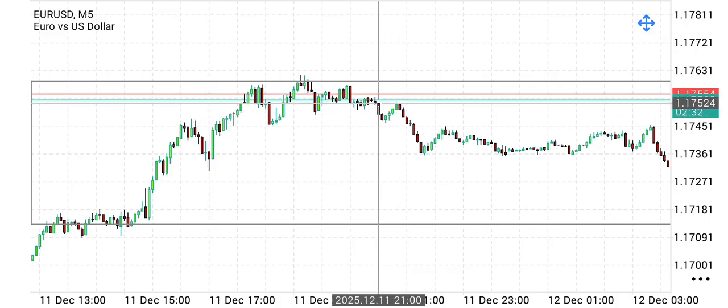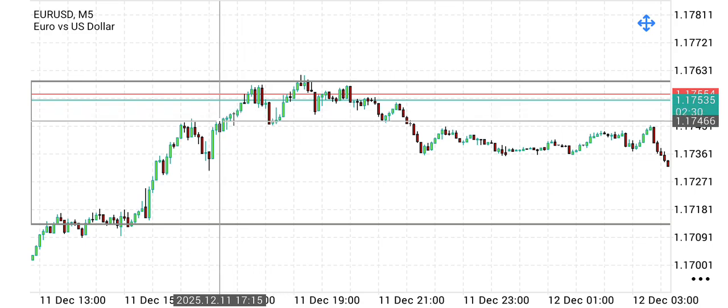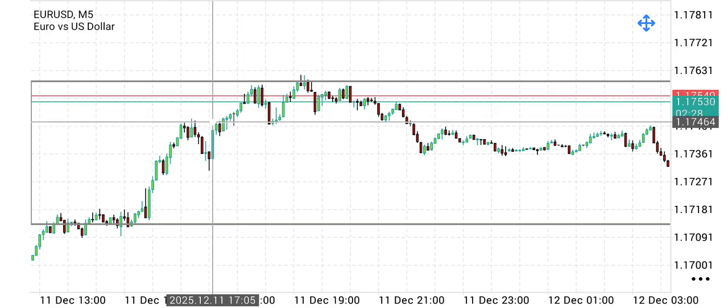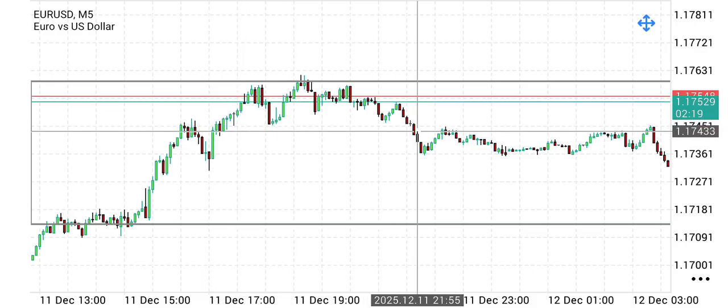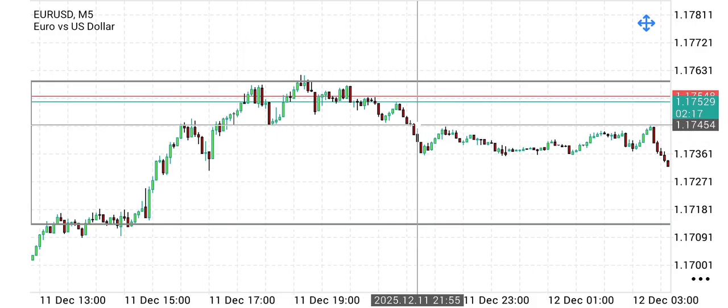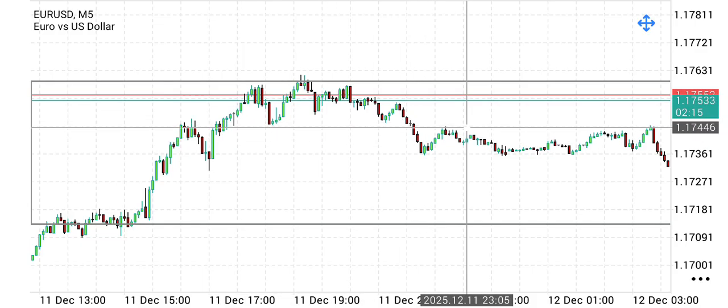Then it comes back. Where is our neckline? This is our neckline, right? So it breaks the neckline, then the market comes back to retest somewhere around here, then drops.